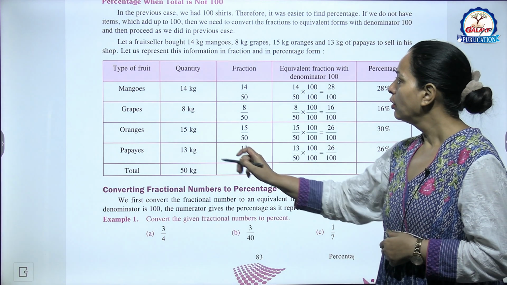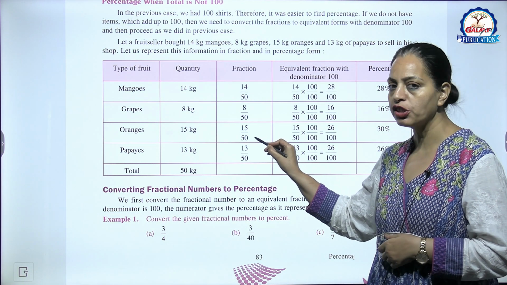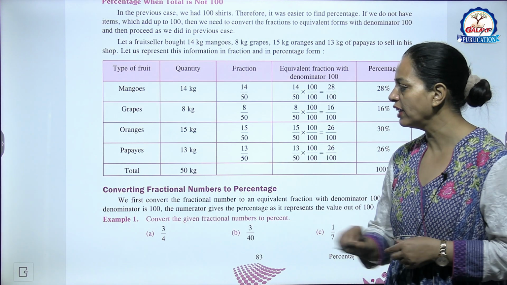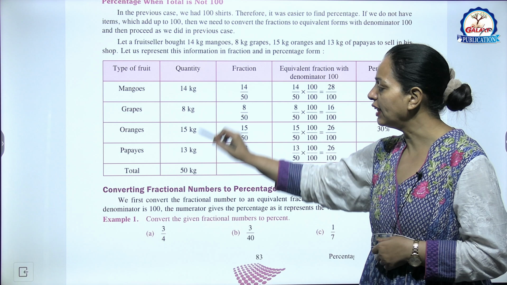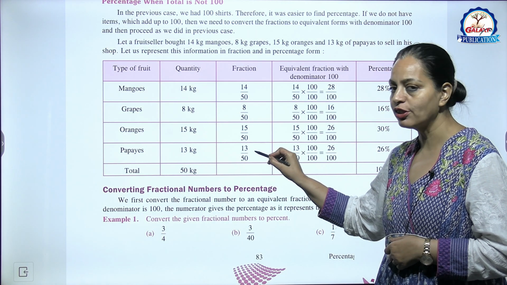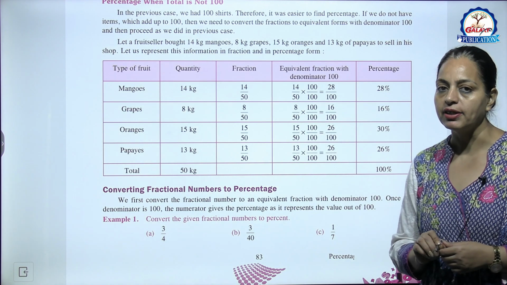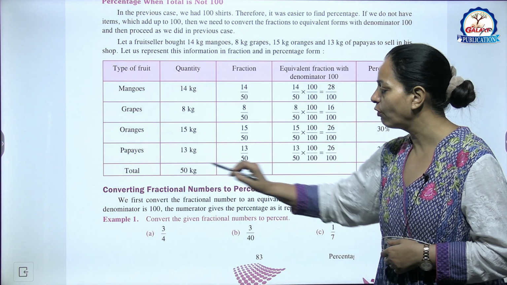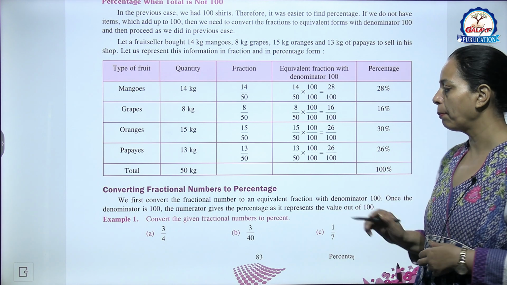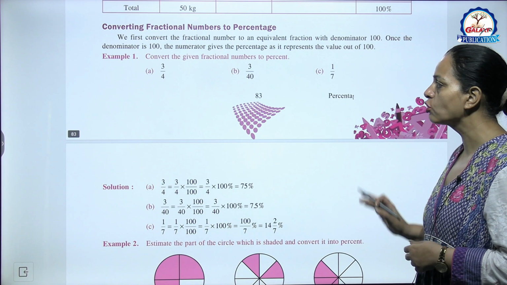So here oranges 15 kg, so 15 upon 50, so convert into percentage, you will get 30%, right? Now papaya, that is 13 kg, so 13 upon 50, 50 into 2, 13 into 2 means 26 upon 100, so 26%. So total quantity is 50 kg and now total percentage is 100%. So very easy.